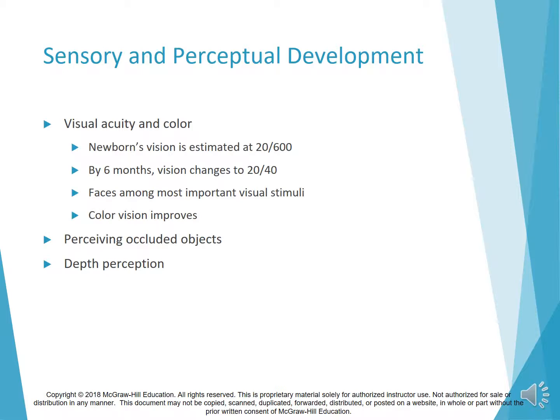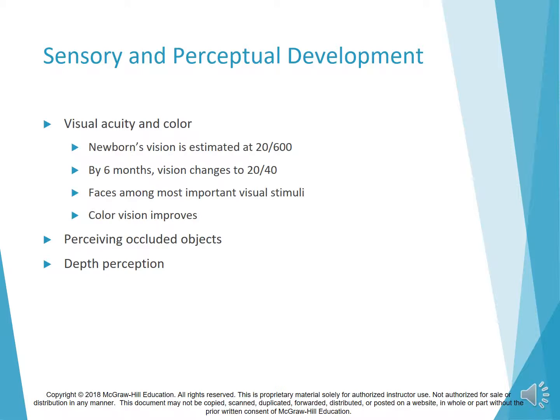So when we get into specifically the senses and we look at vision for our first example, we know that vision of newborns is about 20/600 on the Snellen eye exam. And what that means is an object 20 feet away is only as clear to a newborn's eyes as it would be if it were viewed from a distance of 600 feet by an adult with normal vision.